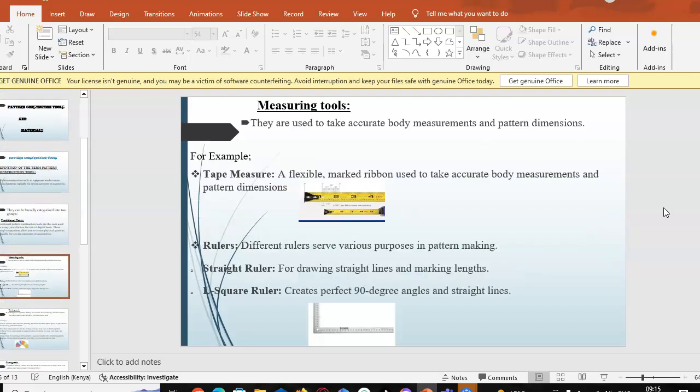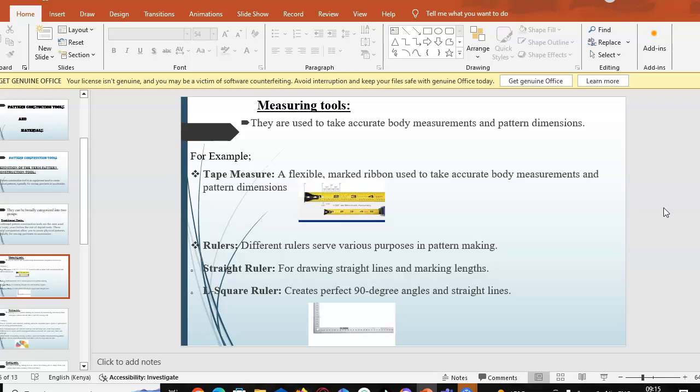For example, under traditional tools, we have the measuring tools. These are used to take accurate body measurements and pattern dimensions. For example, you have the tape measure. That is a flexible marked ribbon used to take accurate body measurements and pattern dimensions. We also have the rulers. Different rulers serve various purposes in pattern marking.